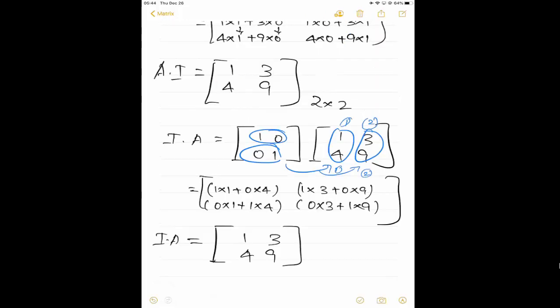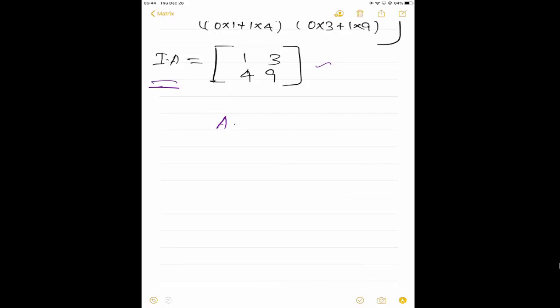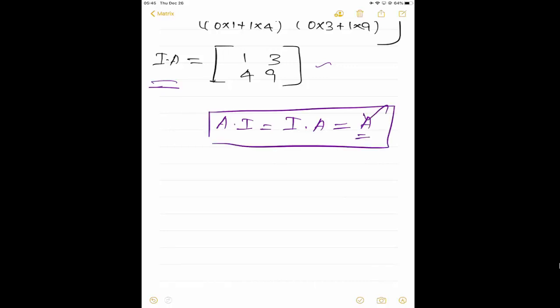Just compare AI and IA. Both the values are the same, which means AI equals IA, which is equal to A. These two properties you must remember, because in the upcoming videos we are going to see slightly more complicated problems where we apply these rules.